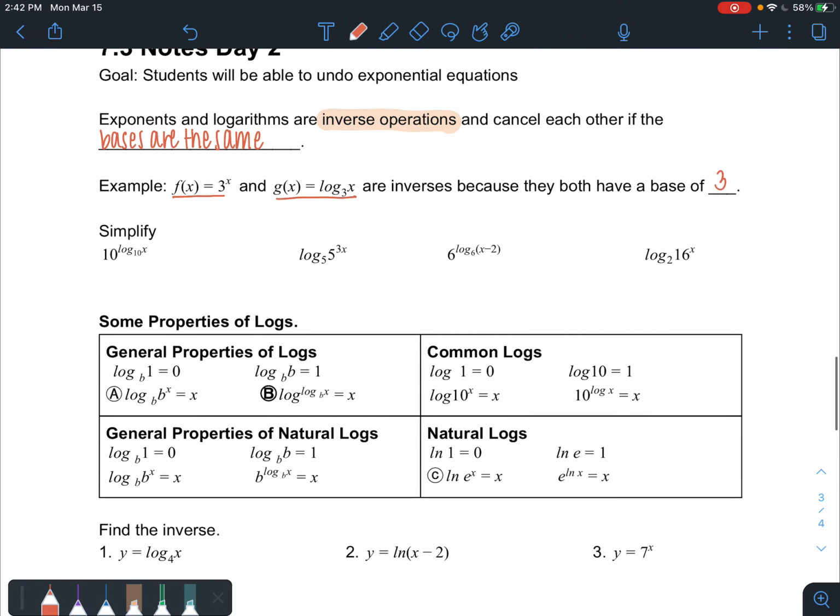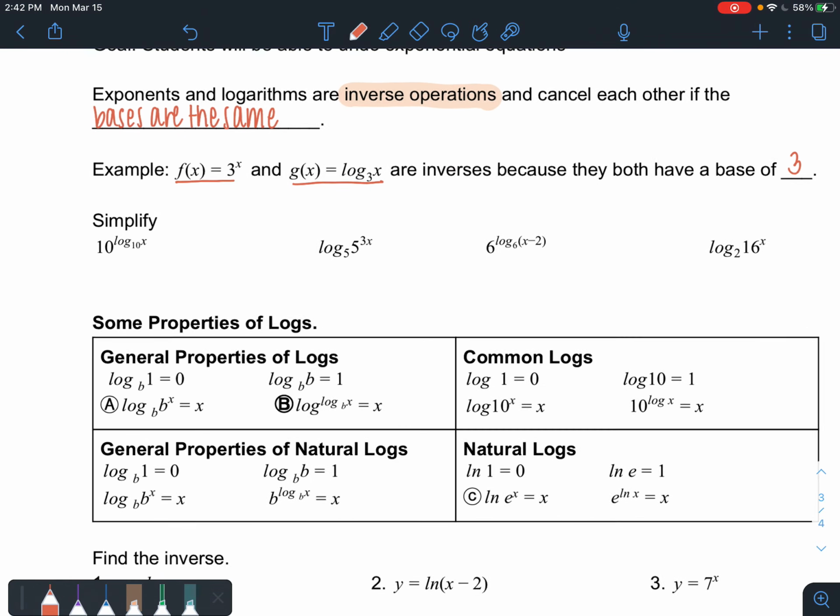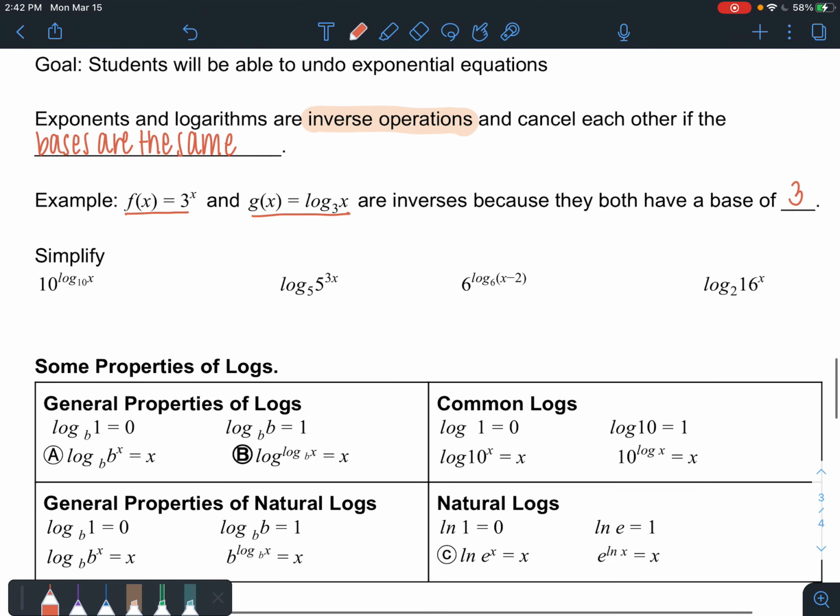Okay, so we are going to do some of these here. What happens when we have this? We have a couple rules. Because I have a base 10 exponent and a log base 10, what I end up with is just x as my answer. That's why we have to know that these are inverses, and this is written in our general properties here.